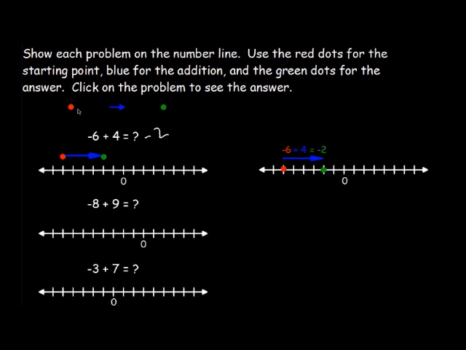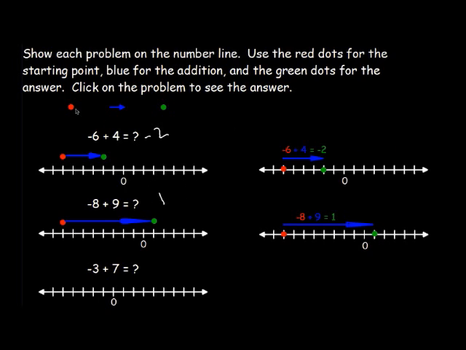Alright, if we take this one, we want to go to negative 8 first: 1, 2, 3, 4, 5, 6, 7, 8. And it says we want to go plus 9. I'm going to go 1, 2, 3, 4, 5, 6, 7, 8, 9, and we're going to end right there. So there's my green dot. Since that's 1 to the right of the 0, it's positive since it moves to the right. Check that one. Nice job.